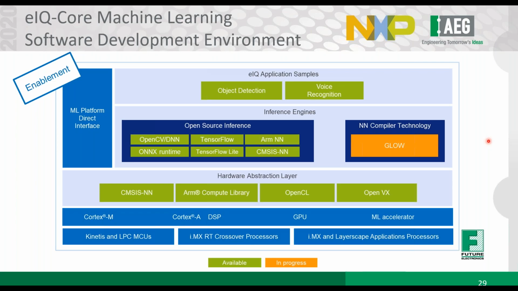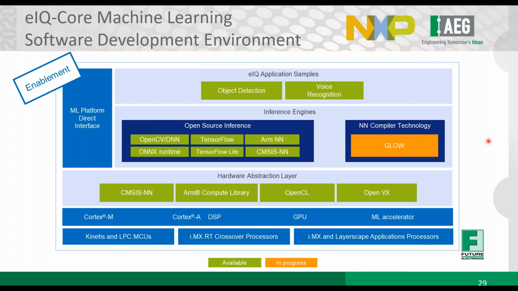So this is the development environment in a little bit more detail. You can see here at the bottom layer, we have the silicon-specific parts. So from the Kinetis, I.MX RT family, as well as the I.MX applications and Layerscape processors, the various different IP that's available. Then you have the hardware abstraction layer, which is basically where we can run things like OpenCL, OpenVX, OpenGL, those kinds of things to take advantage of the different hardware IP that's available.